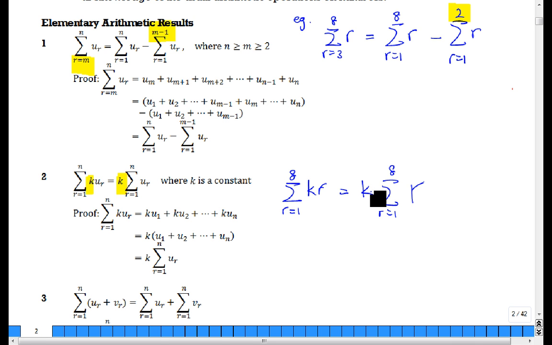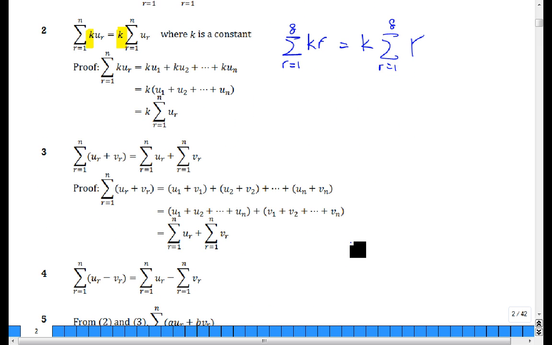Now, k must be independent of r in this case. If this k has an r term inside, I cannot factorize. You follow what I'm saying? Yes? If it's a k that is independent of r, I can just factorize the k out. Follow? This is again quite easy. I don't intend to go through the proof.